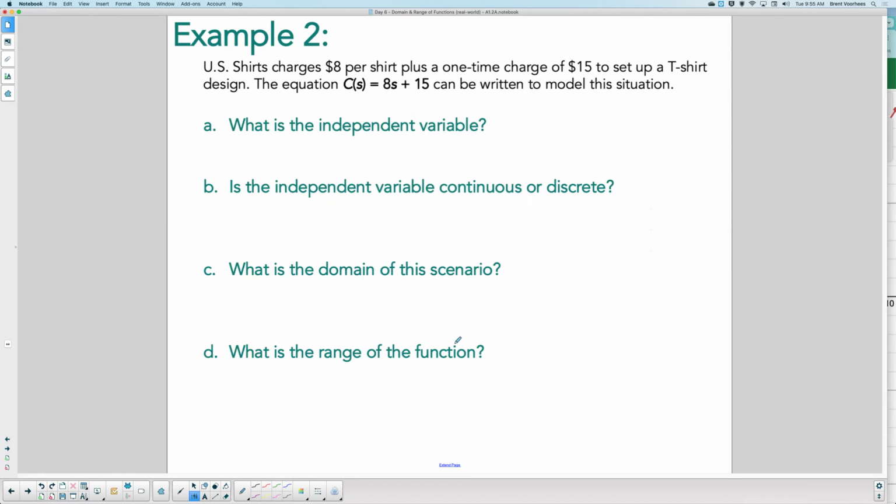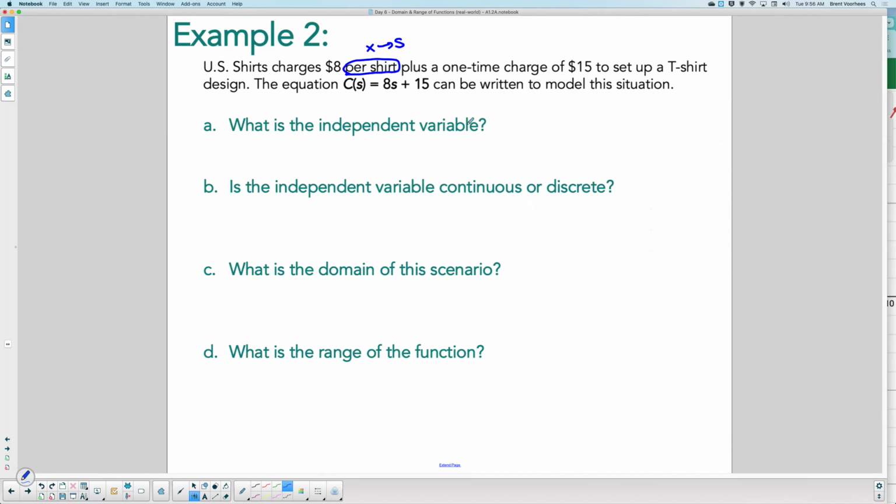US Shirts charges $8 per shirt plus a one-time charge of $15 to set up a t-shirt design. The equation right here can be written to model this situation. Now, this problem does not say the word each, but they use something else that means each. Per shirt. In this situation, per shirt means the same thing as each. So what's going to be in the problem? Typically your x. Now this problem doesn't use an x. What do they use instead of x? S. So this one, instead of it being an x, it's actually the letter S.